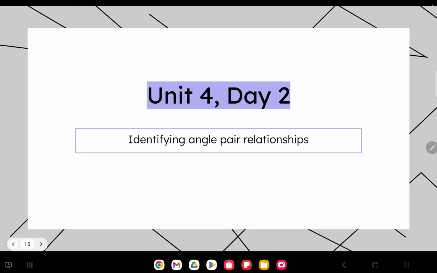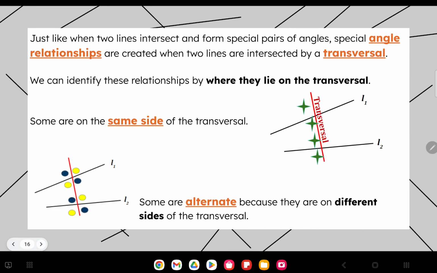Okay, today we are going to be talking about angle-pair relationships and how we identify them. Just like when two lines intersect and form special pairs of angles, those are the vertical angles and linear pairs. These are formed when two lines intersect.